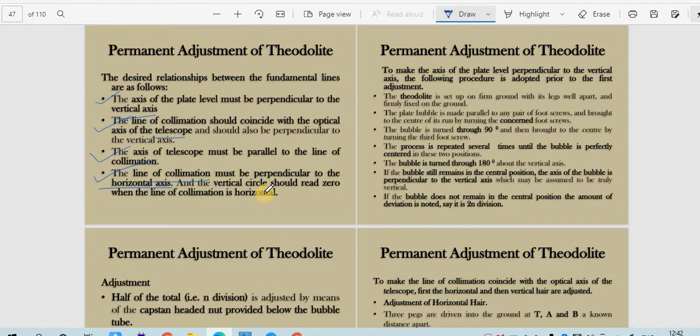The line of collimation must be perpendicular to the horizontal axis, and the vertical circle should read 0 when the line of collimation is horizontal. So these are certain desired relationships which need to be maintained. If any one of these has been disturbed, you will have to perform the temporary adjustment. Okay, so we'll see one by one how to do it.